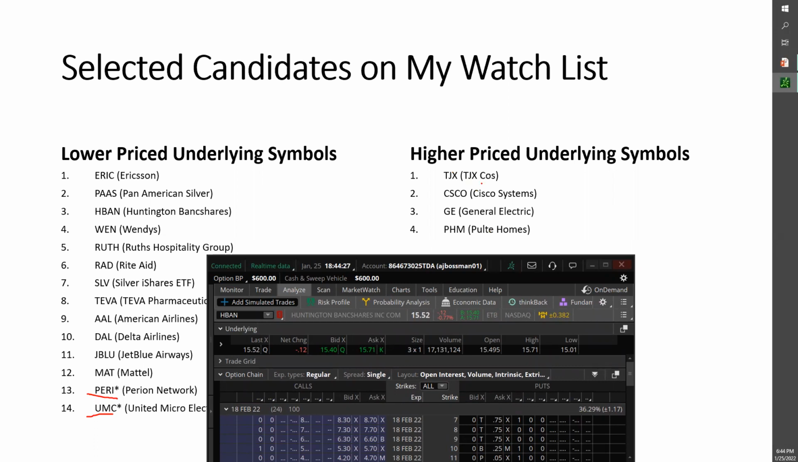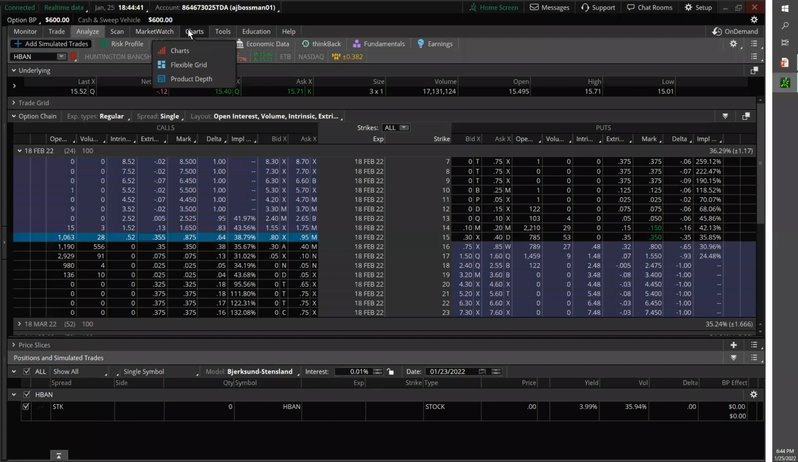Another one is TJX. That's TJ Maxx and Marshalls and Home Goods. Cisco Systems, General Electric, Pulte Homes. These are a little bit more expensive. But let's take a look at some of these. Like, for instance, Huntington Bank.